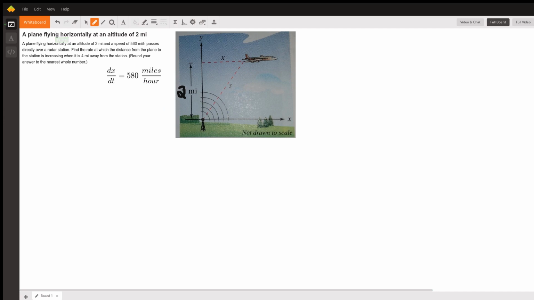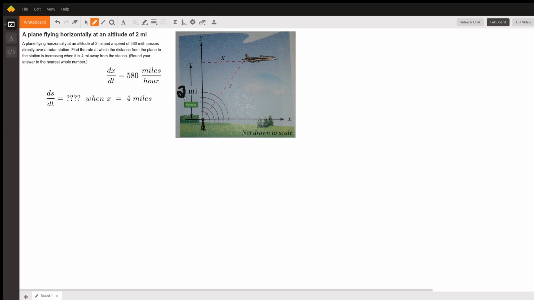What we are looking for is the rate at which the distance from the plane to the station is increasing. So that's our variable s, and we want to know what ds/dt equals when x equals 4. That's what the rest of that question is telling us.